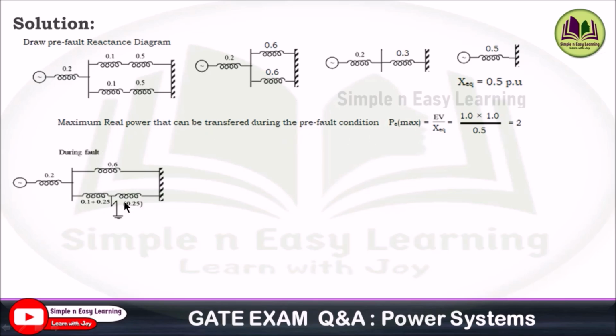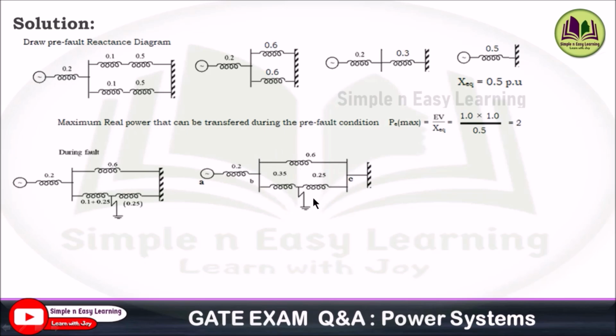Now during the fault condition, the question specifies the fault at the midpoint of line 2. Here this is the generator reactance, and this is the transformer and line 1 reactance, and here the transformer reactance is 0.1 and the overall line reactance of line 2 is 0.5. The fault occurs at the midpoint, so we divide the line reactance 0.5 by 2, it becomes 0.25 on this side and 0.25 on the other side. So the total at the fault point becomes 0.35 here. This is the reactance diagram during the fault condition.